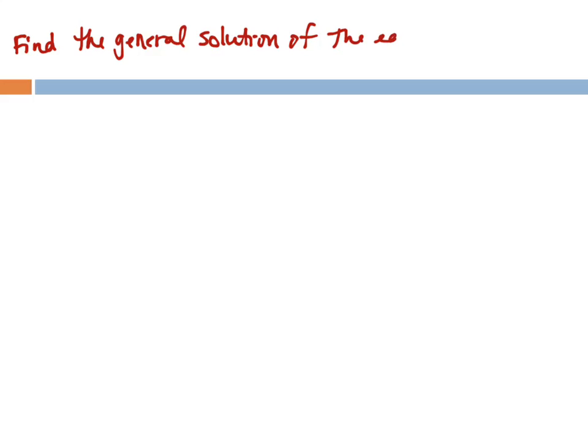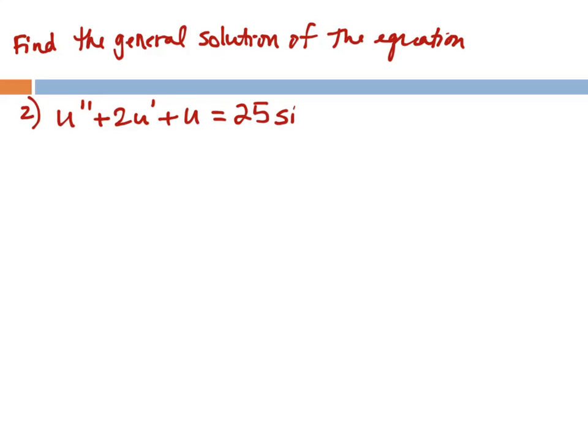Whoops, hang on. So we're going to find the general solution of the equation. The one that we're going to work with here is u double prime plus 2u prime plus u equals 25 sine of t. The left-hand side is actually something we did last time, which is why I picked it this time. So let's start out with the left-hand side. We'll deal with the right-hand side, u sub p stuff, in a minute.